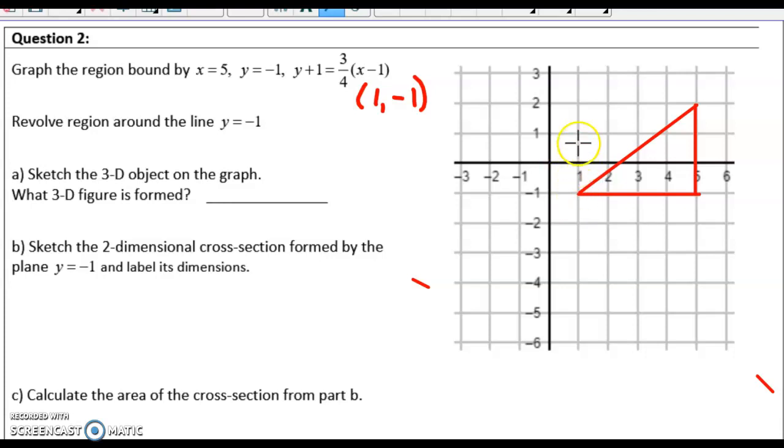So I counted up 1, 2, 3 over 1, 2, 3, 4. And I get this triangle, okay? So that is awesome. Now I was asked to actually revolve this over the line y equals -1. That is actually part of my graph. That's this line, which is excellent. When we're revolving it around one of our lines, that makes it a little bit easier.